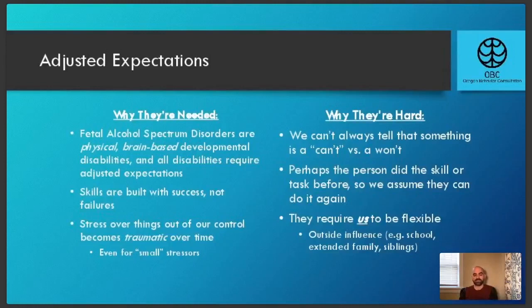But that doesn't really work for anybody, much less somebody who does not have the skills to meet the expectation, right? It doesn't matter how many times I insist that a kid do a skill that they don't have. If they don't have the skills, it's not going to happen. So I got to take a step back and look at what supports I can put in place.